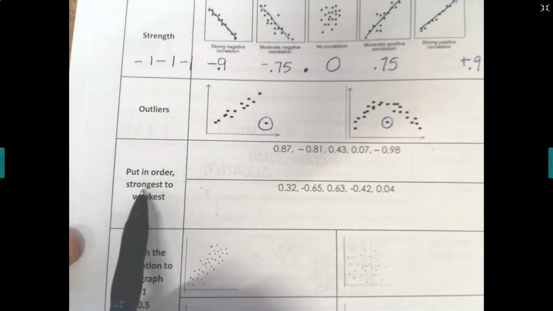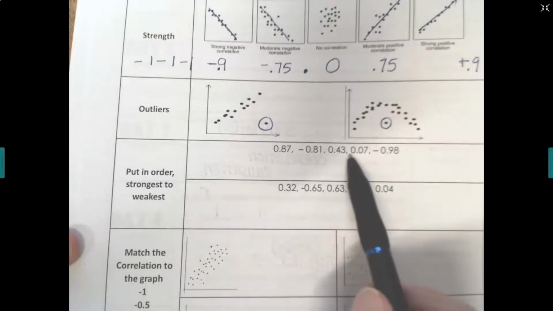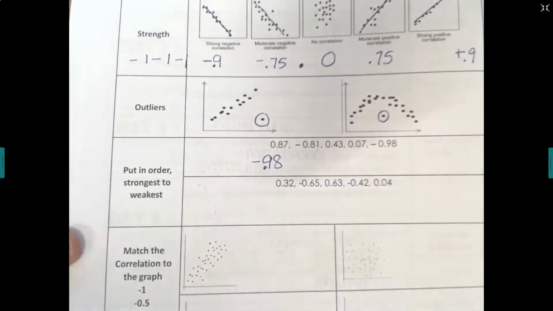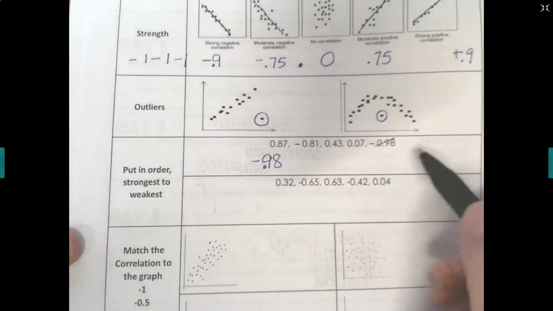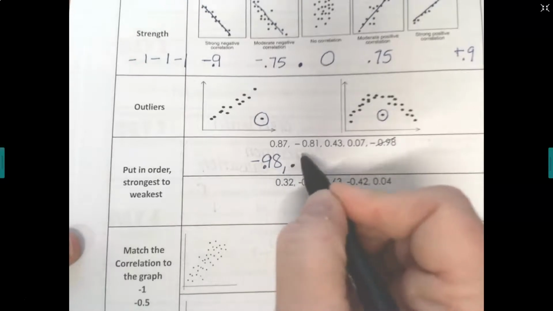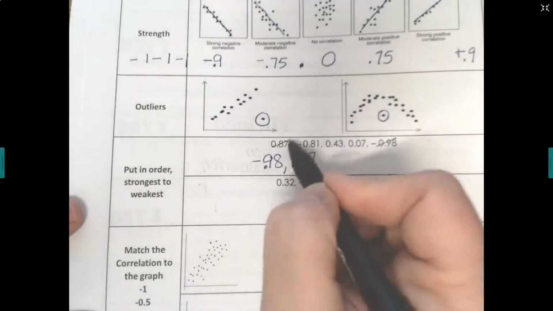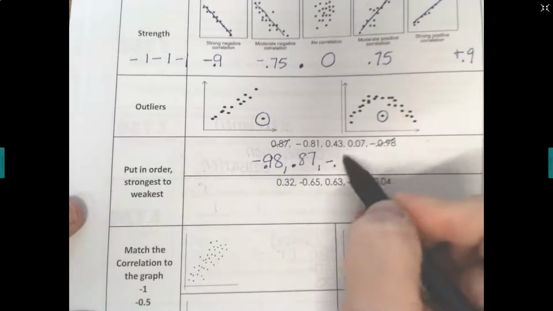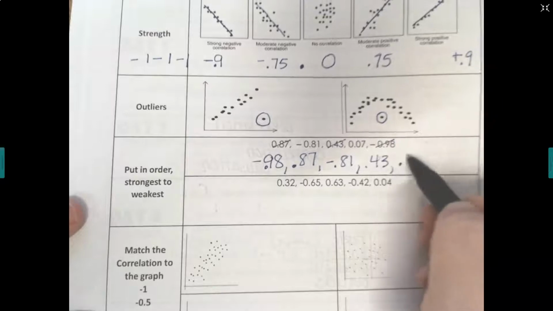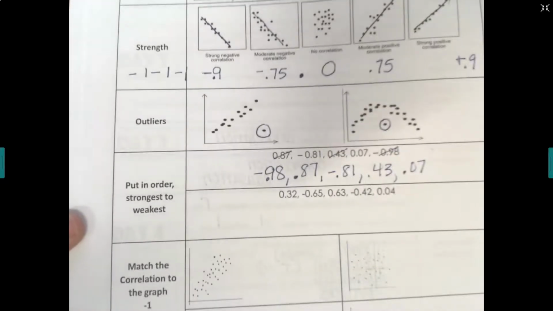So if we're going to put these in order from the strongest to the weakest, the very strongest in this set, the thing closest to 1 is going to be the strongest. In this case, -0.98 is our first number. That's the strongest of these correlations. Okay, so we want the next biggest number, which is a positive 0.87. It doesn't matter that it's positive, it's how close would the points group to a line that's drawn through them. Okay, then our next biggest number would be -0.81, then 0.43, and our very weakest one is 0.07, because remember, the closer to 0 you are, the more scattered out they are.